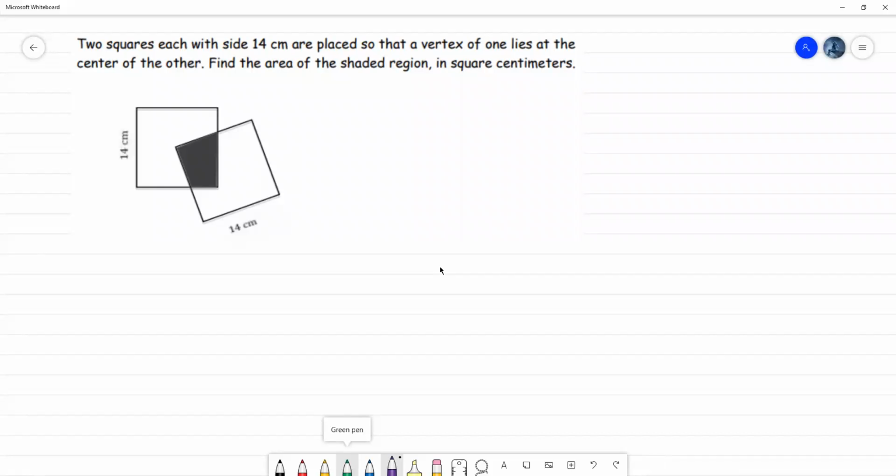Hello, welcome back. Today I'm going to explain how to find the area of the shaded portion when two squares are inscribed in each other. They're overlapping squares.